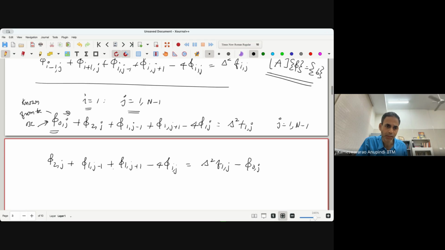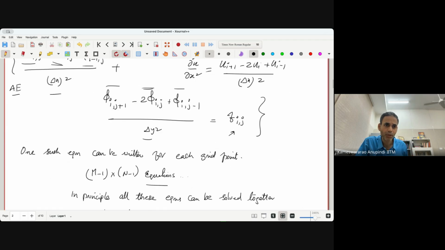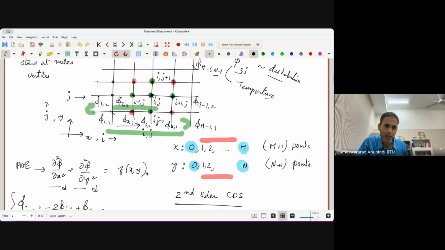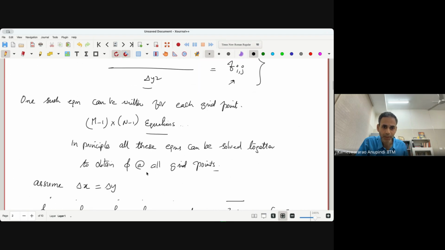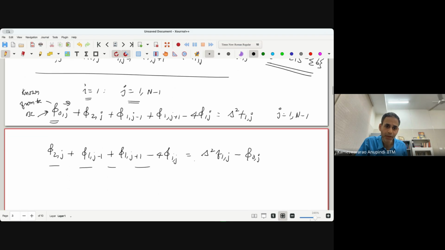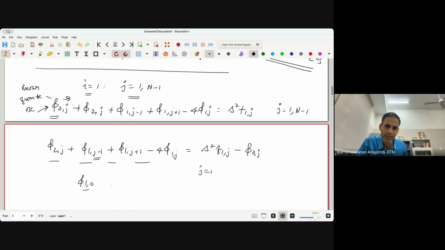Okay, that is how we're going to write. That means what you see is that the number of unknowns has reduced. Similarly, we can also say in particular, let us say if you're applying for j equals 1 out of all these points, then we know that phi of 1 comma 0 is already a known value, which can be sent to the right hand side.